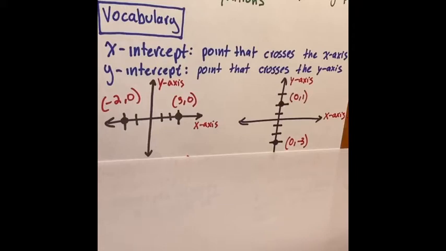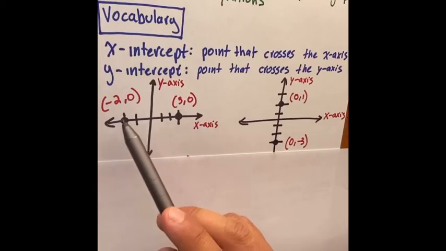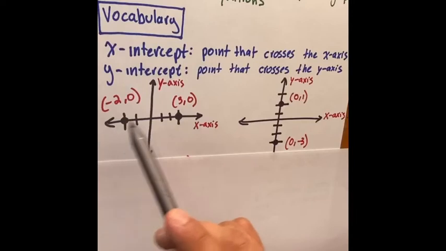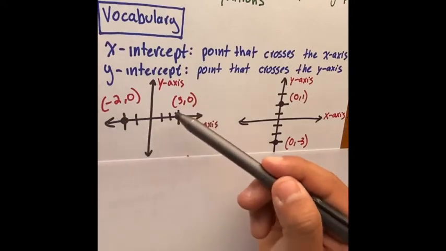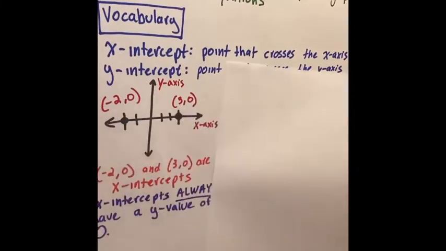Now that we went over some vocabulary of x-intercept and y-intercept, let's find out, using these two coordinate planes, what the x-intercepts and y-intercepts are. So let's take a look at this first coordinate plane on the left. We have the coordinate points -2, 0 and 3, 0. These 2 points lie on the x-axis, so they are x-intercepts.